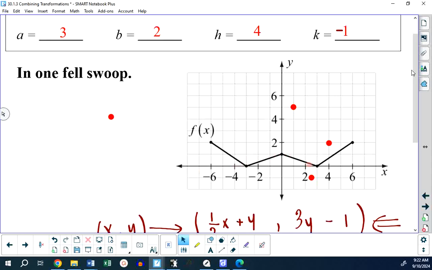So moving on to this one, stretch vertically by a factor of 3, horizontally by 1/2. 1, 2, 3, 4 to the right and 1 down. Take this point, vertically by a factor of 3, horizontally by 1/2. 1, 2, 3, 4, down 1. And you can connect them.